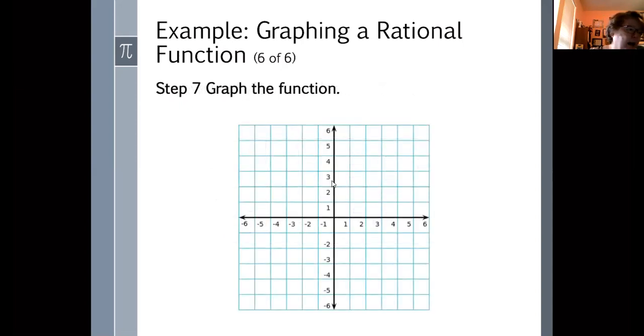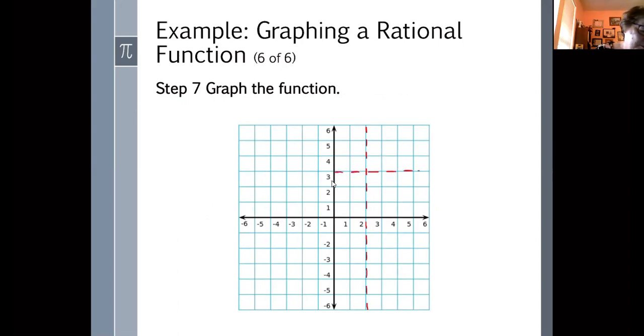Okay, so let's do that. We had a vertical asymptote at x equals 2. I'm going to draw that in using a dashed line. And in MyMathLab, you need to be sure that you use your dashed line when you graph your asymptotes. Don't use a solid line or it's going to count it incorrect. We had a horizontal asymptote at what, 3?